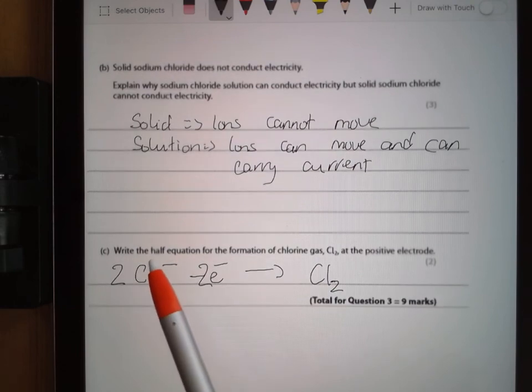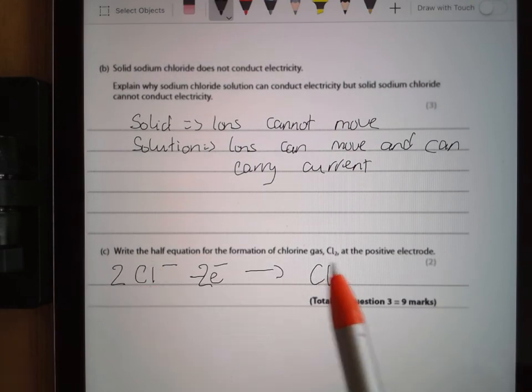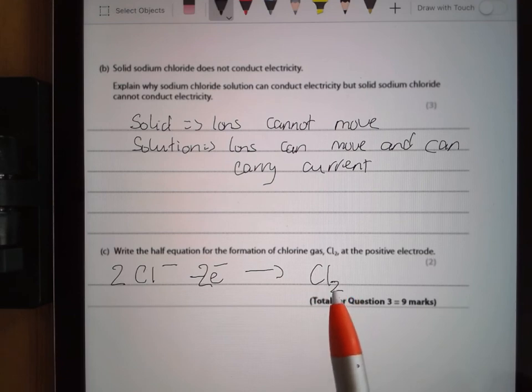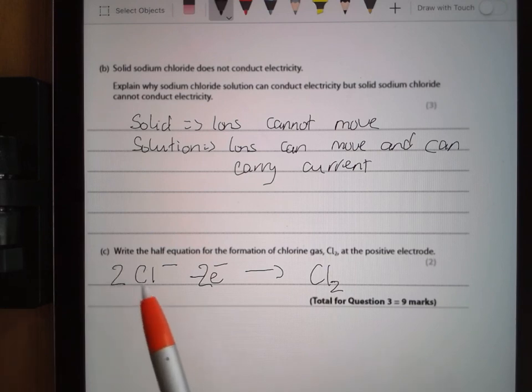I've got something charged, an ion on the left. I've got something neutral on the right. And these signs are matching. Okay, it's balanced. I've got 2, 2, and 2. I'm using a small 2 for the Cl2 to show that those 2 atoms are bonded together. And I'm using a big 2 over here because the ions are not bonded together. You've just got 2 of them.